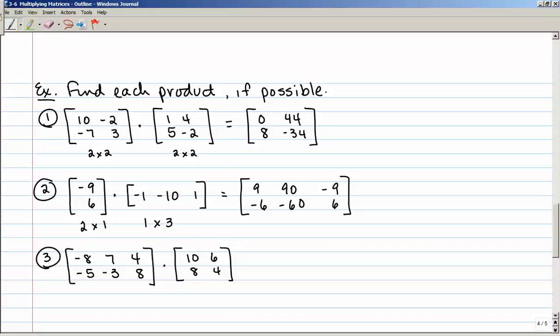And then let's take a look at our last example here. This matrix has 2 rows going across and 3 columns going down. And this matrix here is a 2 by 2, 2 rows and 2 columns. And these numbers here in the middle are not the same, so this matrix product is not possible. So we say that this matrix product is undefined. Again, make sure you know how to use your calculator. It's very helpful when doing matrix products, and especially will be helpful in the next lesson.